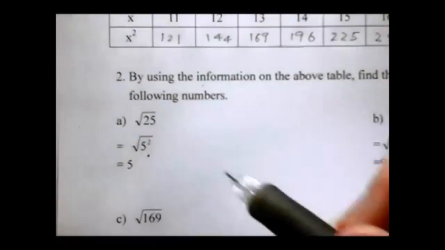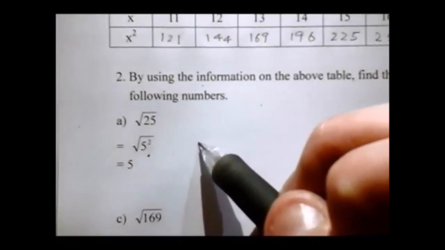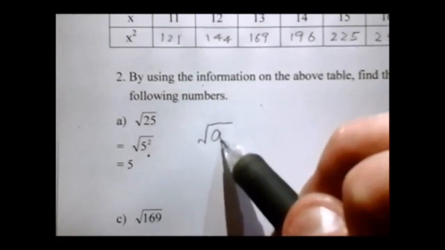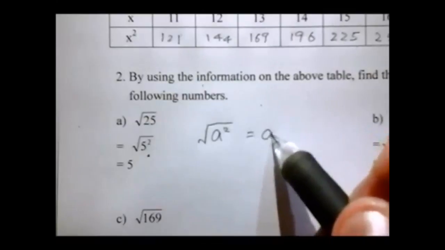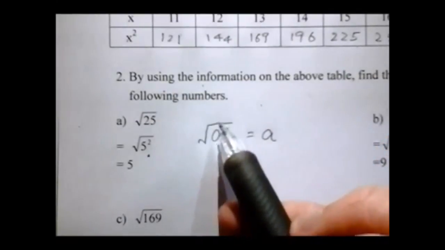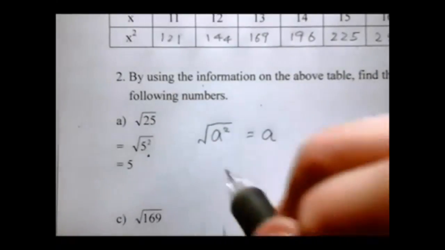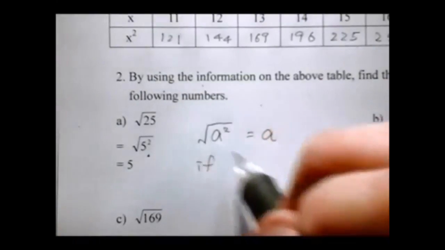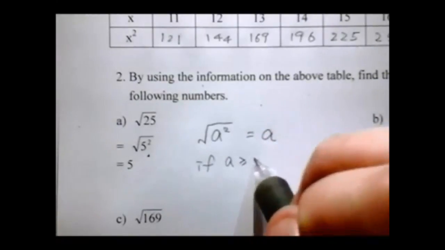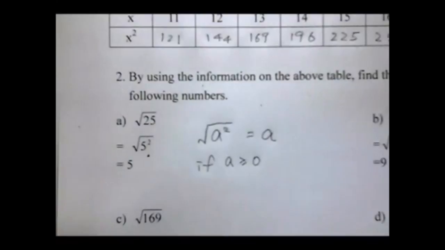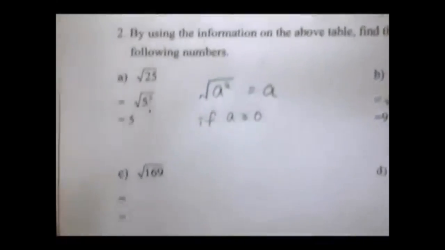So if you want to write it in formal form, it is root a square equals a. The square and the square root can be cancelled out. Because this is a positive square root, we have a condition: a is bigger than or equal to 0. Okay, let's move on.